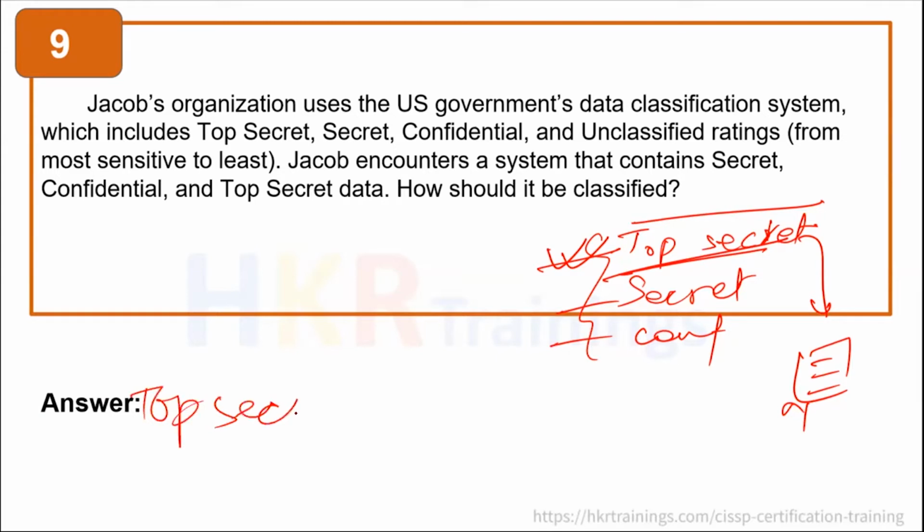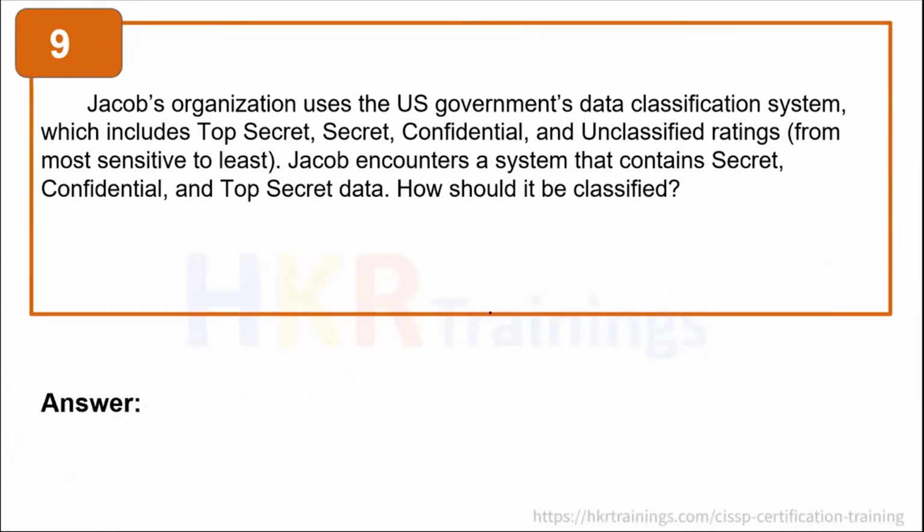Okay, it's a basic, very pointed question, very easy to solve. So the data will be rated top secret.